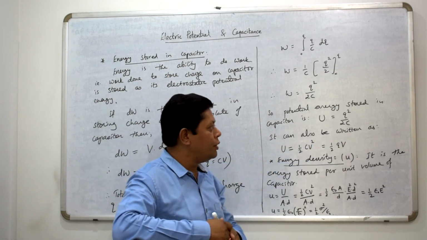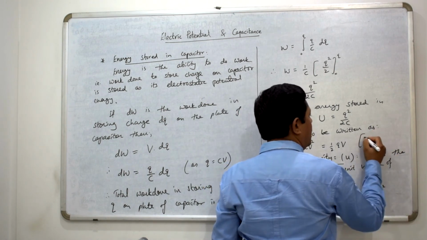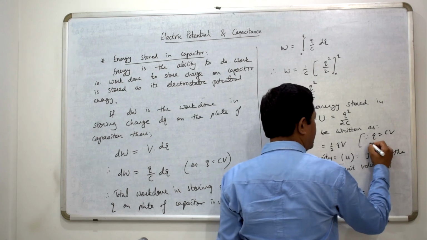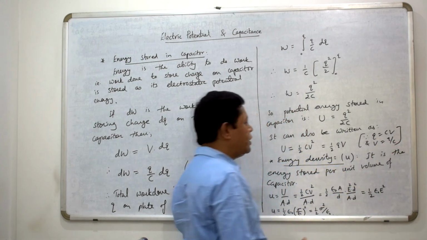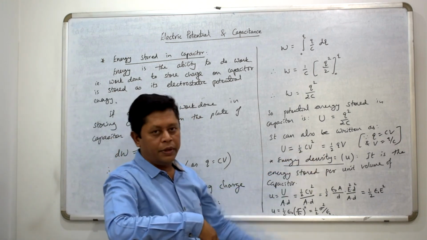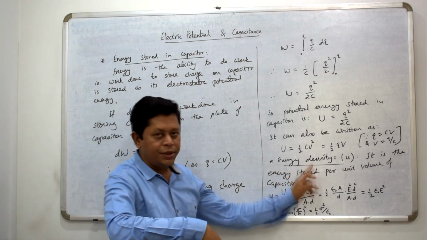As you know, Q is equal to C into V and V is equal to Q by C. Putting these values, you can write U is equal to half CV square, that is equal to half QV. Another term is energy density.